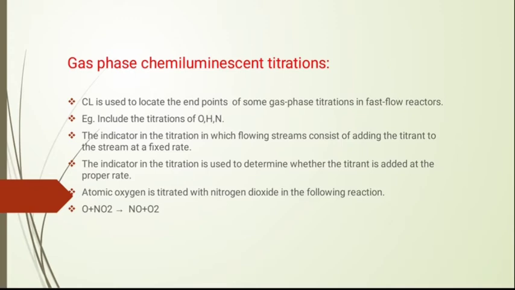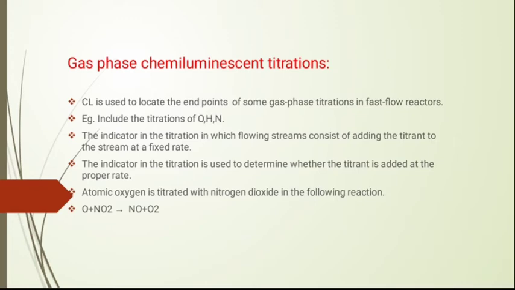The indicator in the titration in which flowing streams consist of adding the titrant to the stream at a fixed rate. Means simply, the titrant moves through the flow cells at a constant or fixed rate. The indicator in the titration is used to determine whether the titrant is added at the proper rate. This is useful for determining whether the titrant flows at the proper rate or not.